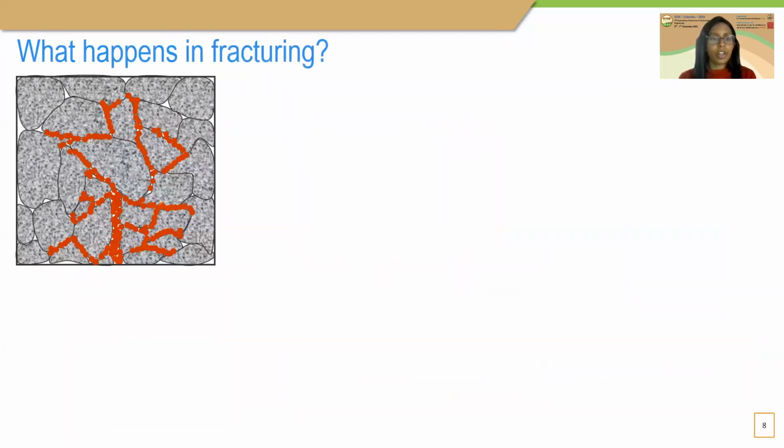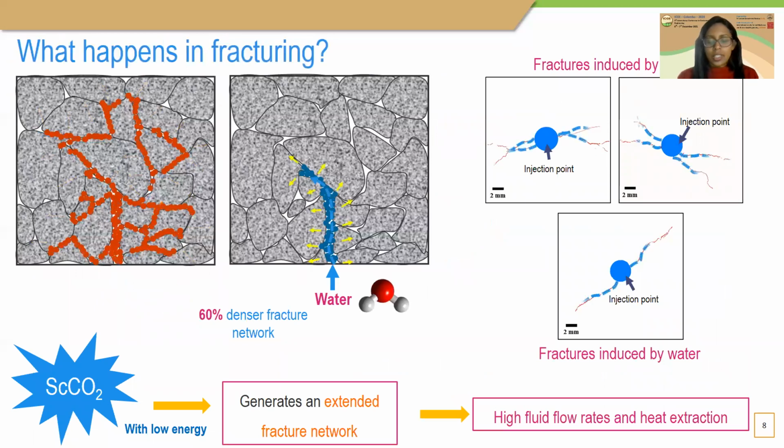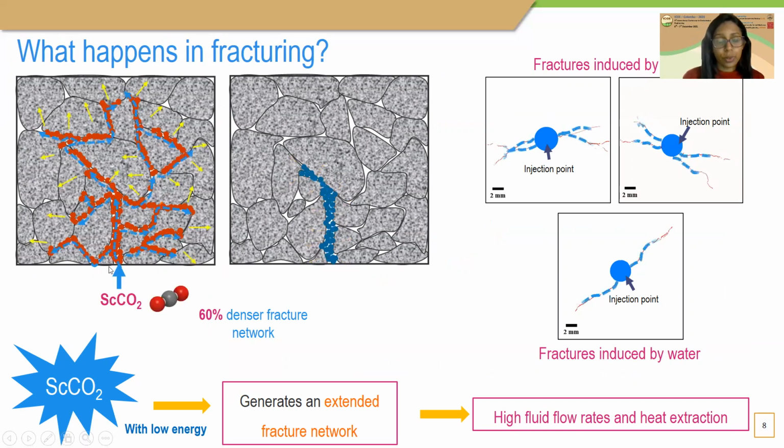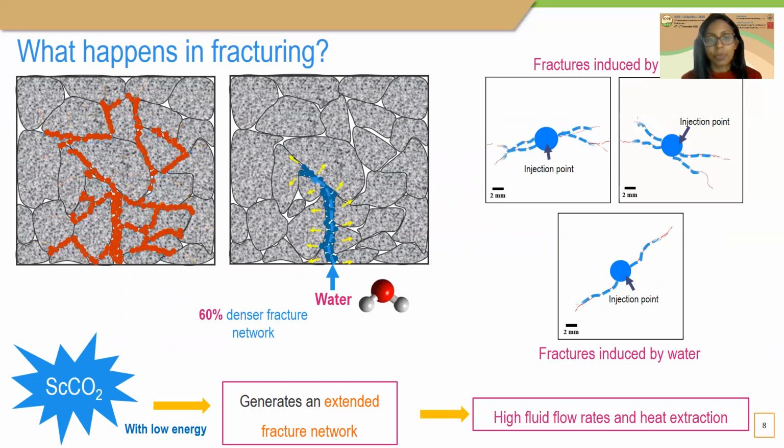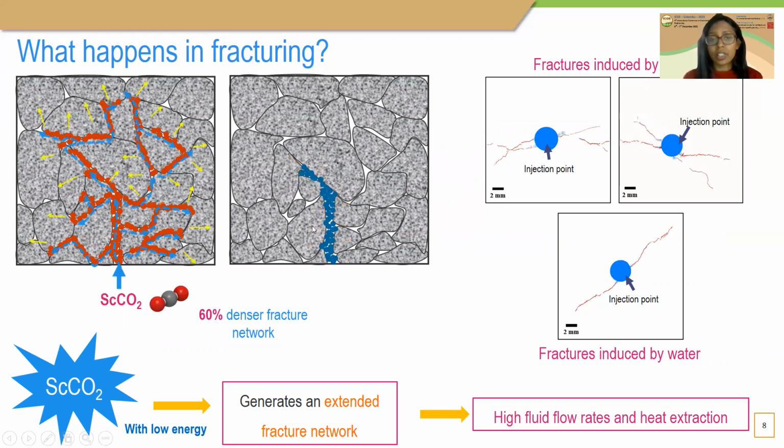So what happens in fracturing? As you can see here, supercritical carbon dioxide, being a low viscosity fluid, has the ability to percolate into microfractures in granite, and the pressurization of these microfractures creates a more extended fracture network in granite. But water, being a high viscosity fluid, doesn't have that flowability, and therefore pressurization of a single flow path creates a single plane fracture in water fracturing.